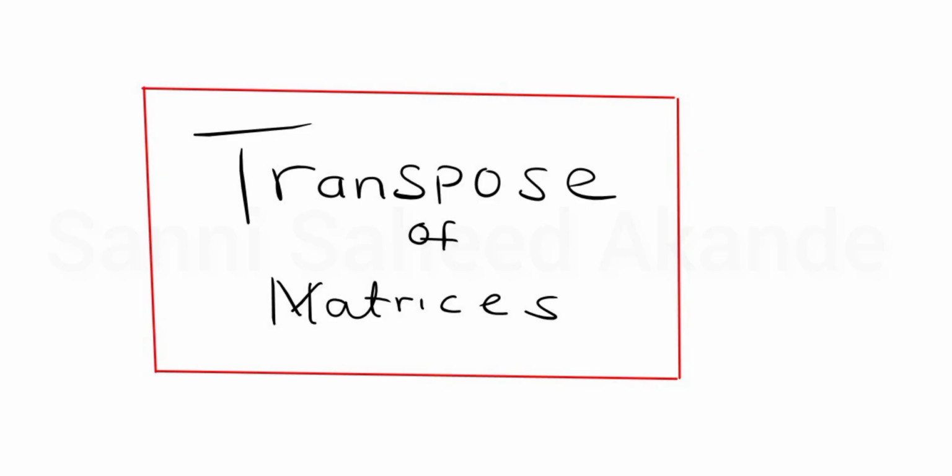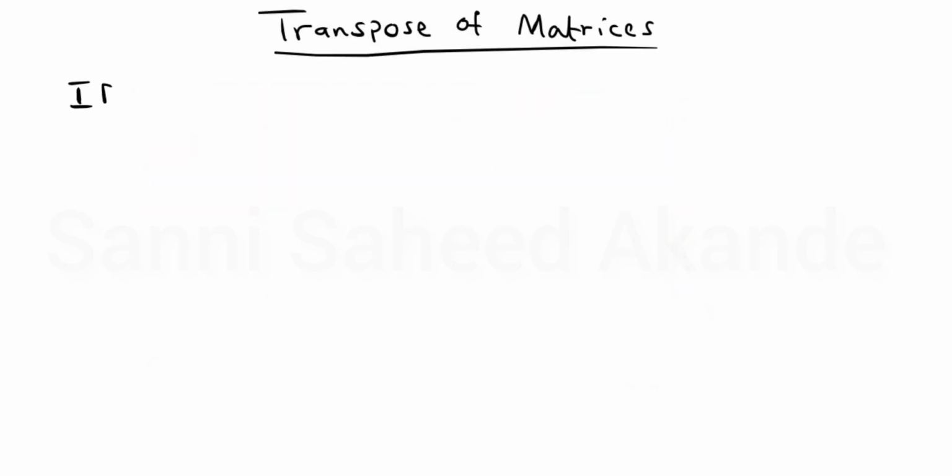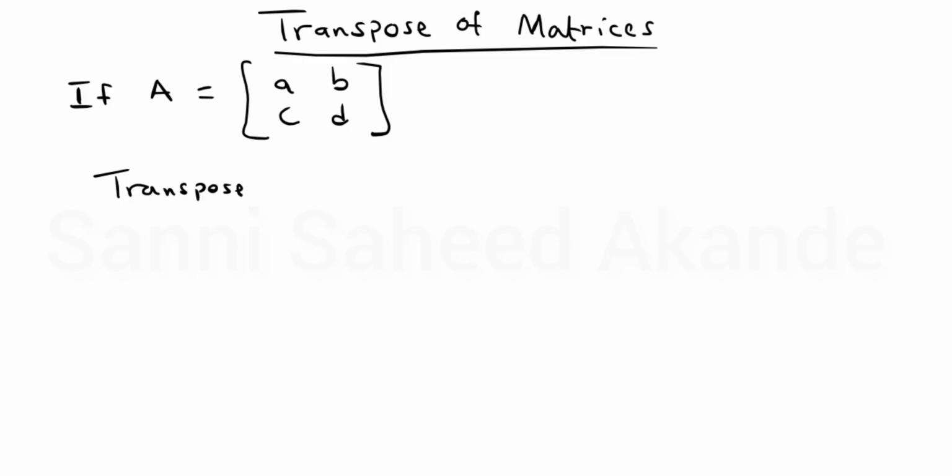Alright, so let's begin. If A is a matrix given as A, B, C and D, the transpose of A is given to be equal to... In a transpose matrix, what we actually do is change the rows to columns, and the columns become rows.